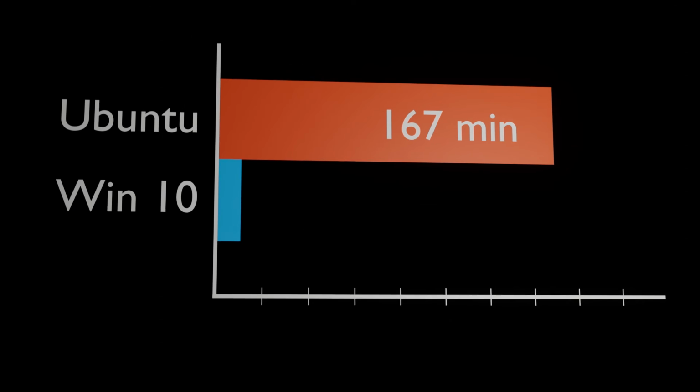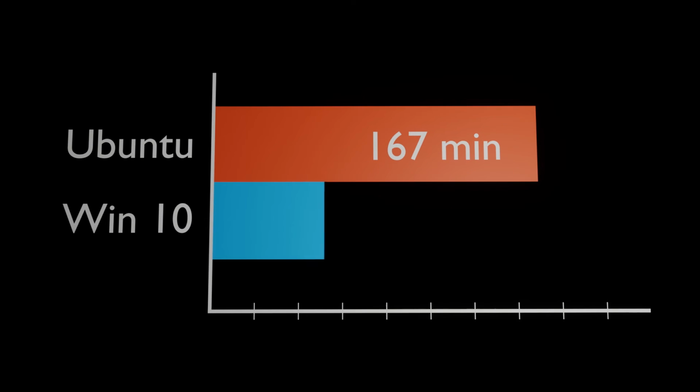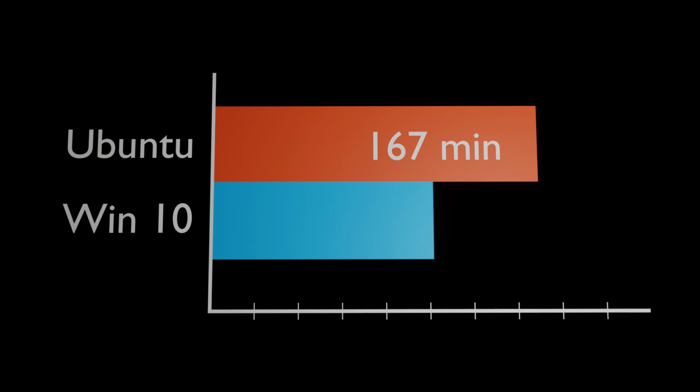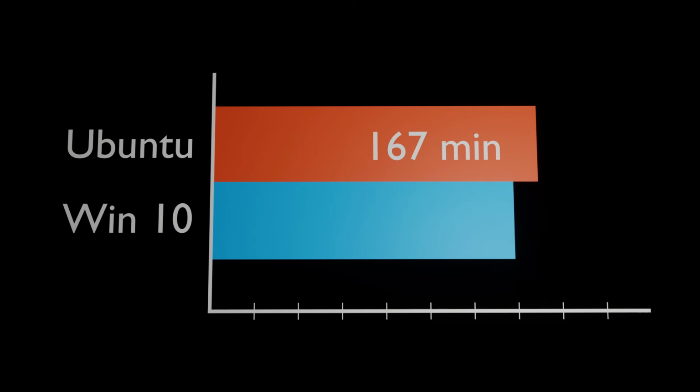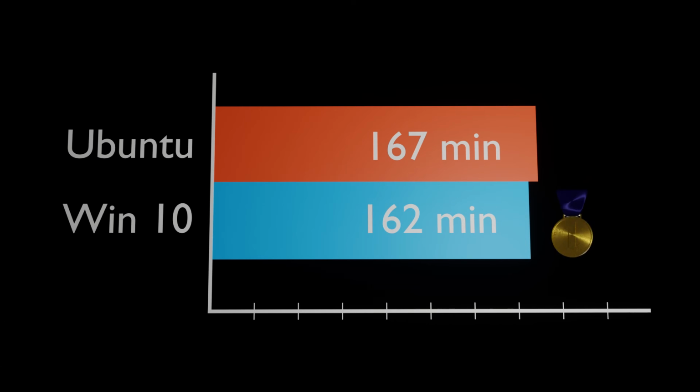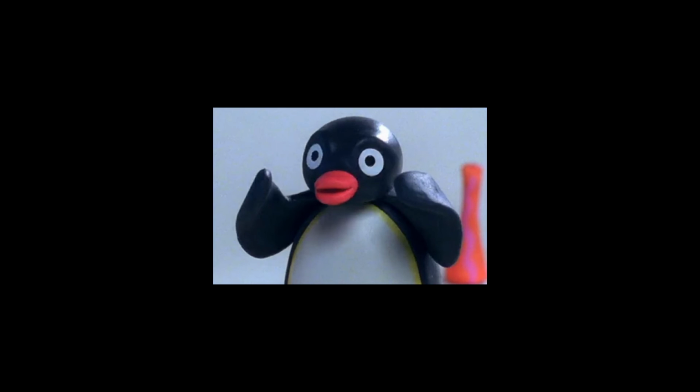Time to reveal the results. As we know, Ubuntu completed the render in 2 hours and 47 minutes. Windows 10 completed the render in 2 hours and 42 minutes. Holy smokes! I used the same render settings for both and I was expecting to see some 15% difference in favor of Ubuntu. My illusion for the Ubuntu superiority is crushed.